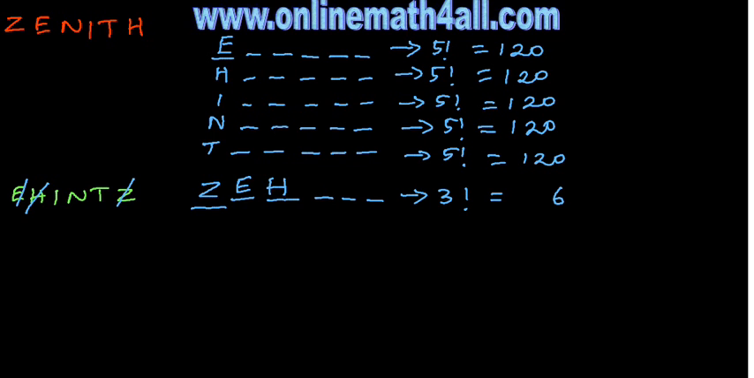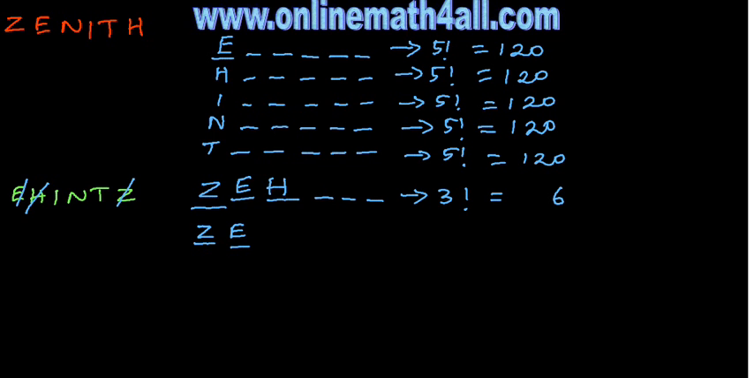So the number of new words in the order Z, E, H is 6. So we can form 6 words in the order Z, E, H. Now again I am going to fill the first and second place with Z and E. Now the third place. Here the order of the first and second place is Z, E, for the new words.